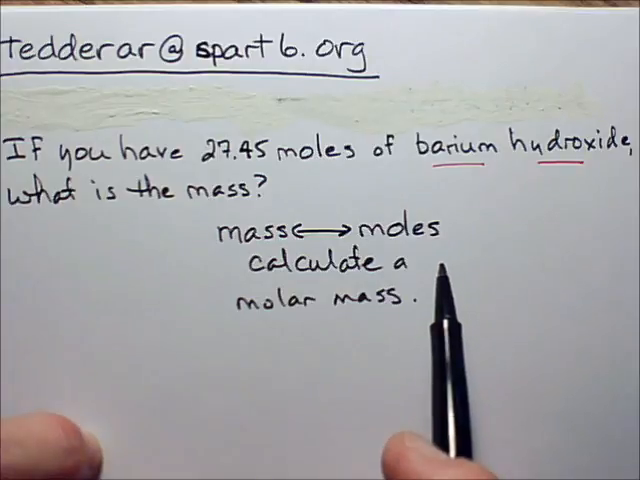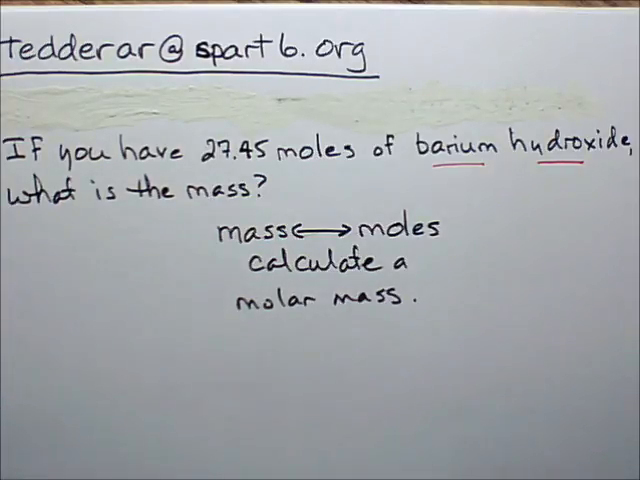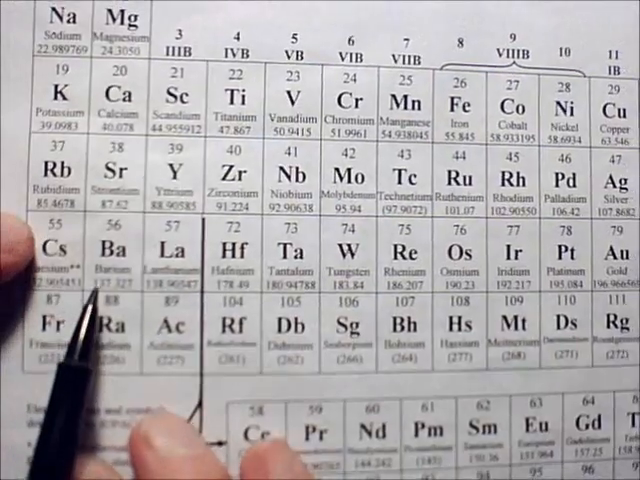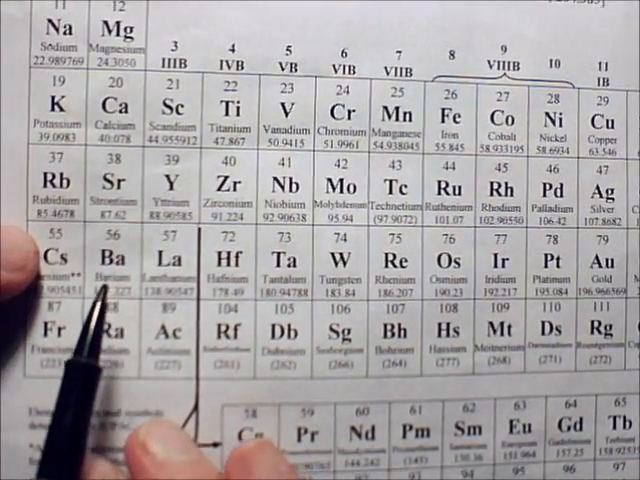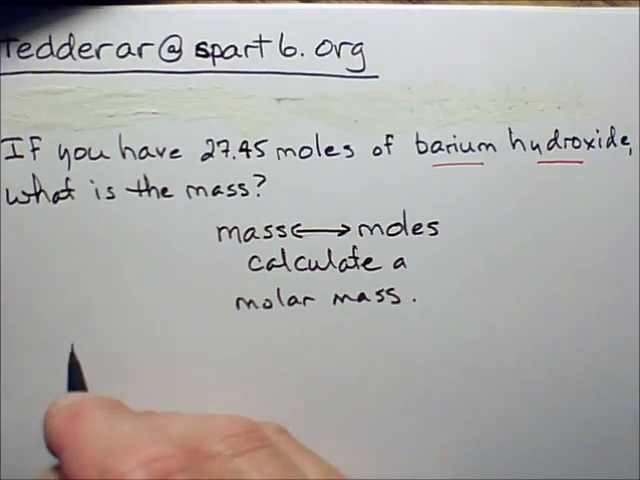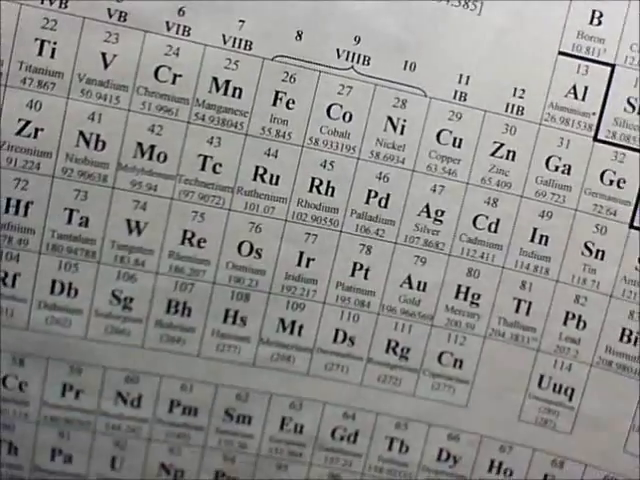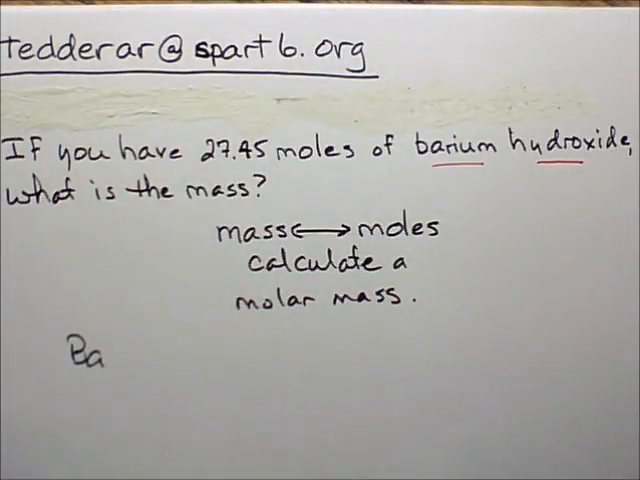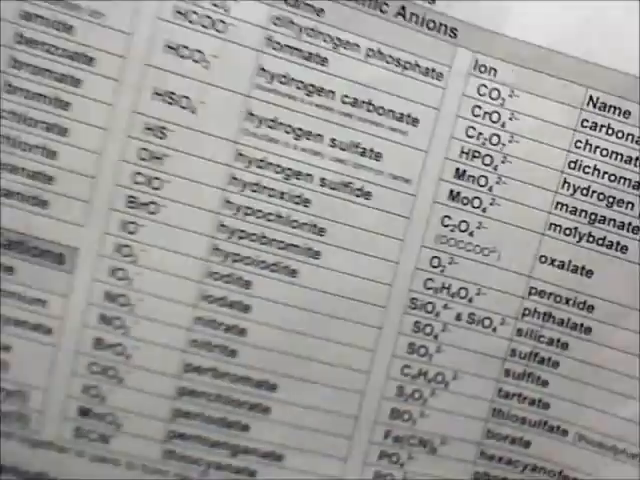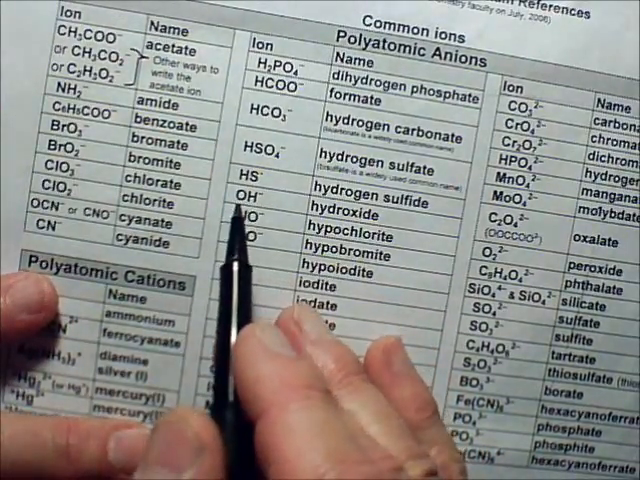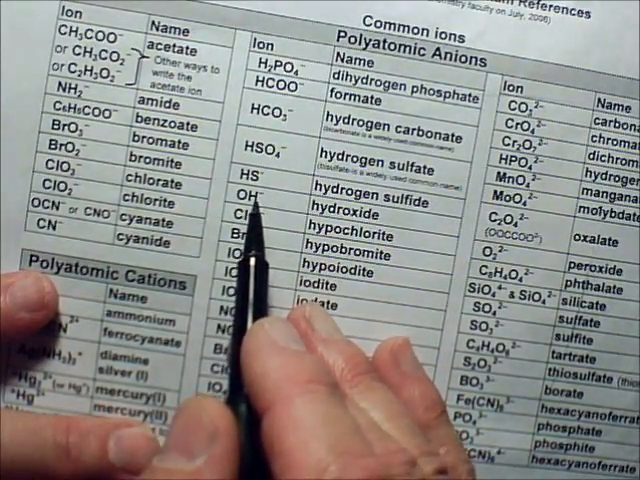If we look on the periodic table, you'll eventually find, if you're persistent long enough, barium right here. That's Ba. Hydroxide is not on the periodic table, so if you don't find it there, you need to go to your common ions list and see if you can find a polyatomic ion there. You'll see that hydroxide is OH negative.